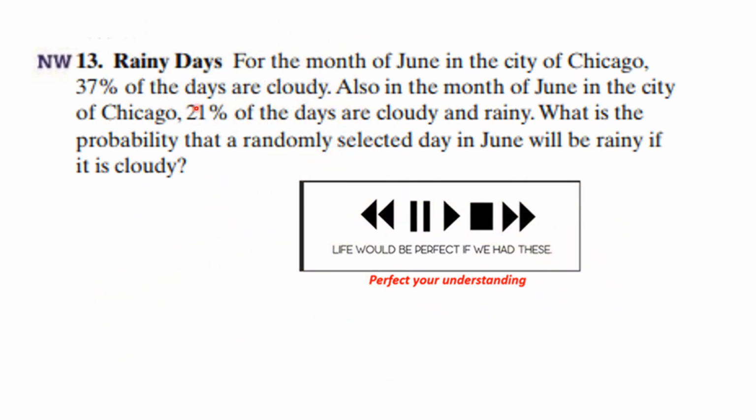Here's a problem for you to try, and this is in Chicago because Michael Sullivan, who wrote our book, is near Chicago. He is in Joliet. So anyway, he talks about the 37% of the days are cloudy in June, and 21% of the days are cloudy and raining. What's the probability that a randomly selected day in June will be rainy if it is cloudy? Again, he's asking about conditional probability. You know what to do. And we will see how you do when we start the next video.